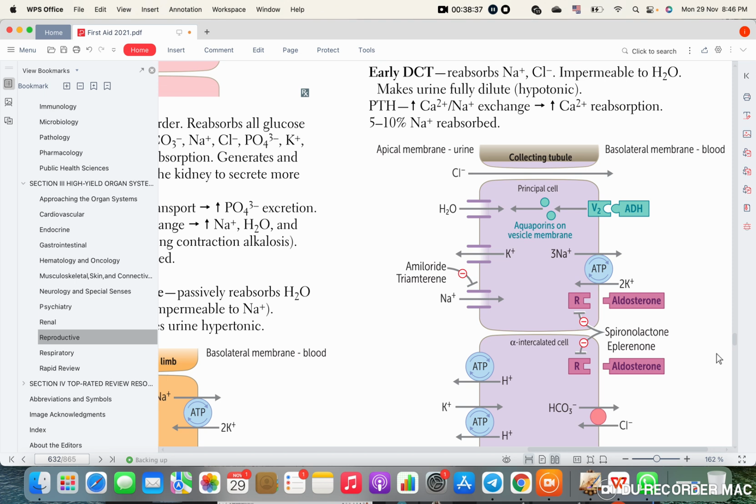So if we speak about these drugs that end with 'one', like spironolactone and eplerenone, remember aldosterone also ends with 'one'. So they all act at the aldosterone receptors. They are direct aldosterone receptor blockers. While the other 2, which are amiloride and triamterene, work at the ENaC channel, which is located near the urine side. Okay?